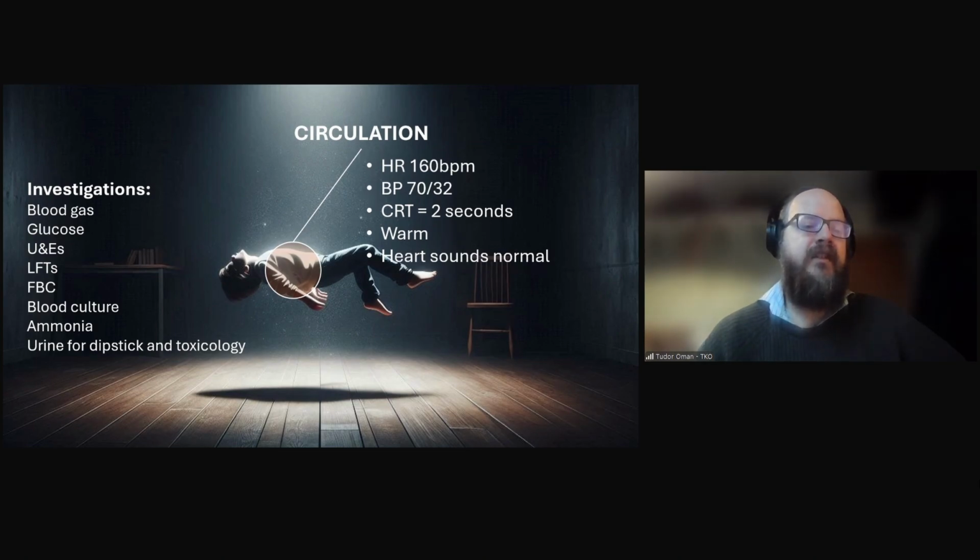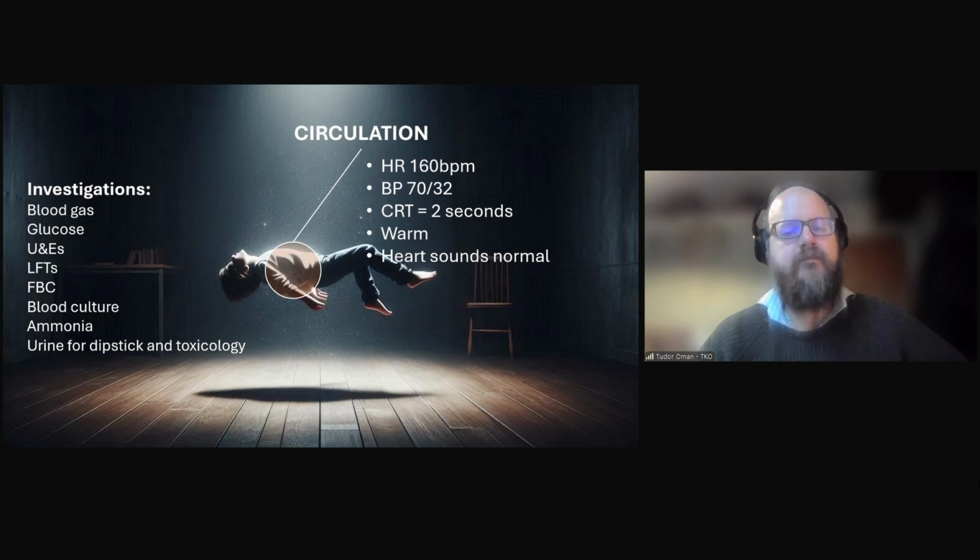You're going to check your electrolytes, your liver function, make sure there's no hepatic encephalopathy going on, full blood picture for your white cells, your blood culture for your infections, ammonia for some of the metabolic conditions that can cause coma, and a urine dipstick for infection, but then also importantly for toxicology to ensure that drugs of abuse haven't been taken in this circumstance.